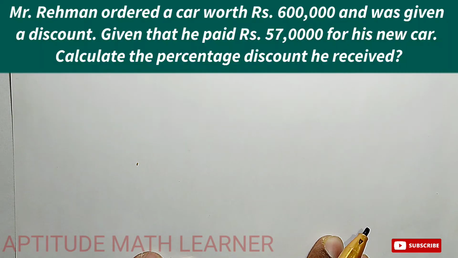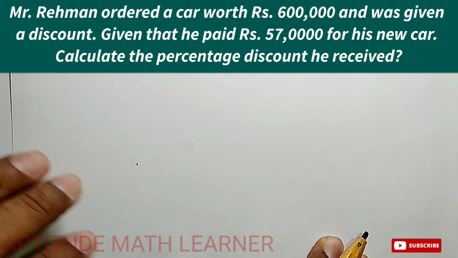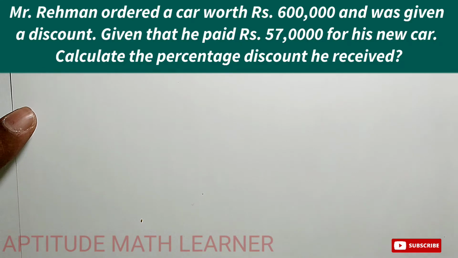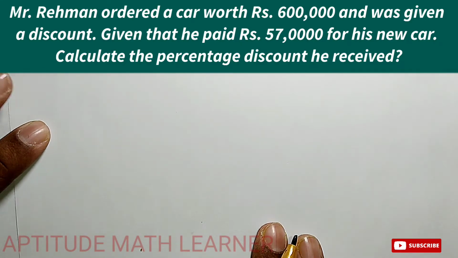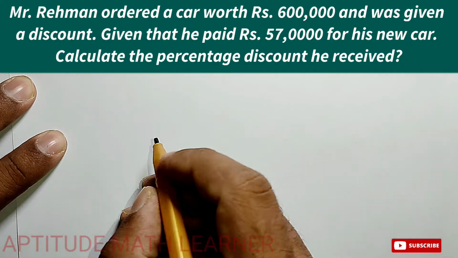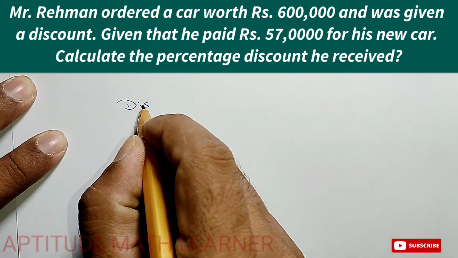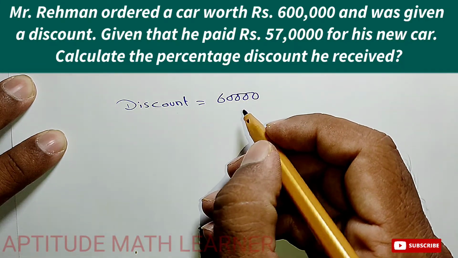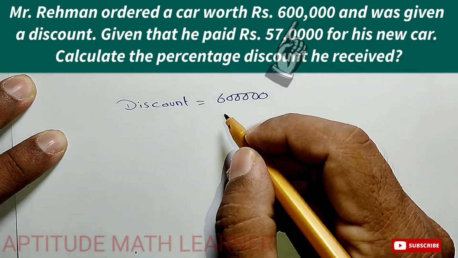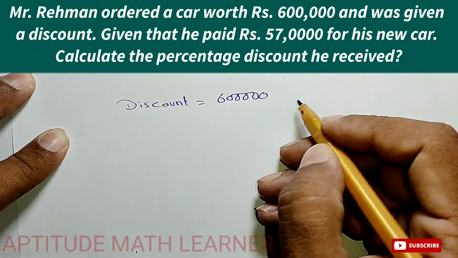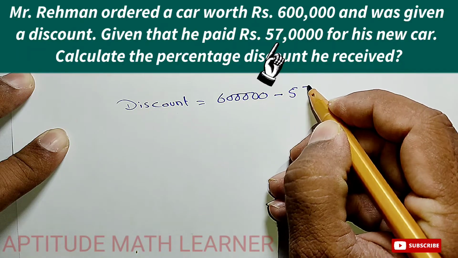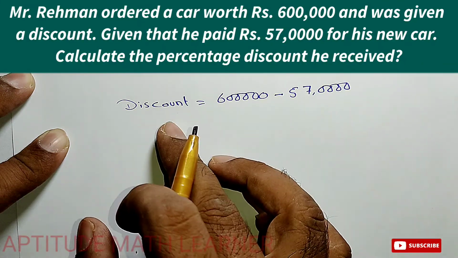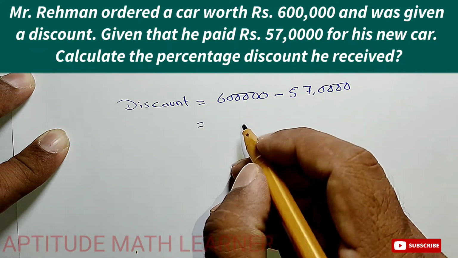So here we have to find out the discount he received after buying the car. For this type of question, we first take out what discount he got. So this is the discount. What will be the discount? Let's suppose this is 6 lakh, and how much did he pay? He paid 5 lakh and 70,000. So here we are finding the discount. What will be the discount?